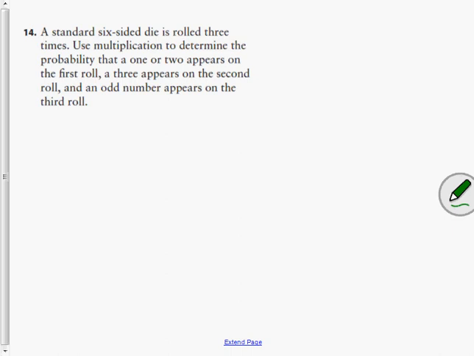And question 14 says a standard 6-sided dice is rolled 3 times. Use multiplication to determine the probability that 1 or 2 appears on the first roll, a 3 appears on the second roll, and an odd number appears on the third. So all of these have 6 possible numbers on all 3. So the first dice is either a 1 or a 2, which means there's 2 chances out of 6 for that 1 or 2 to appear. For that 3 to appear, there's only 1 chance out of 6. And for an odd number to appear, half of the dice numbers are odd.